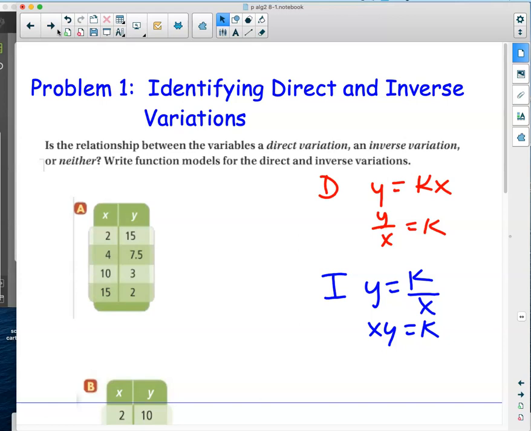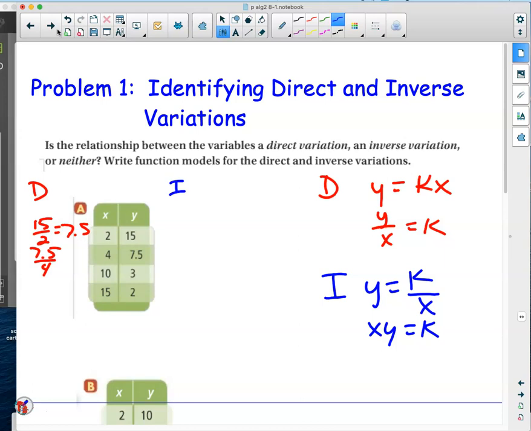So, let's get started. I'm going to try for direct over here. For direct variation, if I take y and divide it by x, 15 divided by 2, 7.5 divided by 4, 3 divided by 10, 2 divided by 15, I should get the same thing every time. 15 divided by 2 is 7.5. Wait a second. 7.5 divided by 4? There's no way that's going to come out to be the same number. I'm done checking for direct. It's not working. So let me try inverse variation.